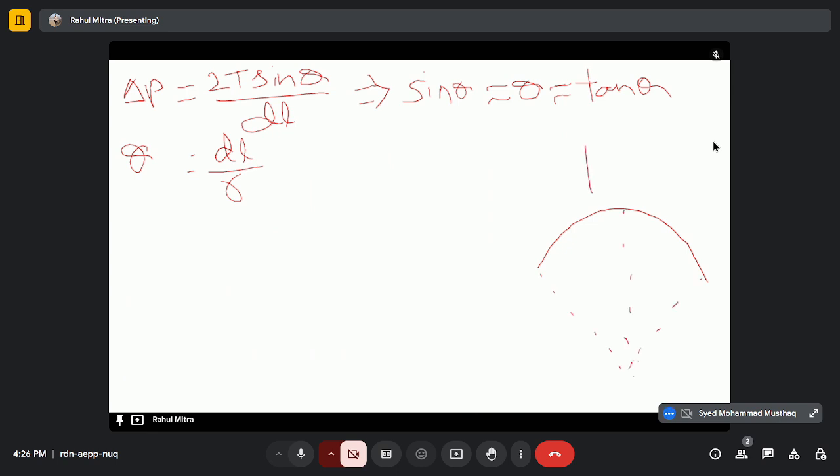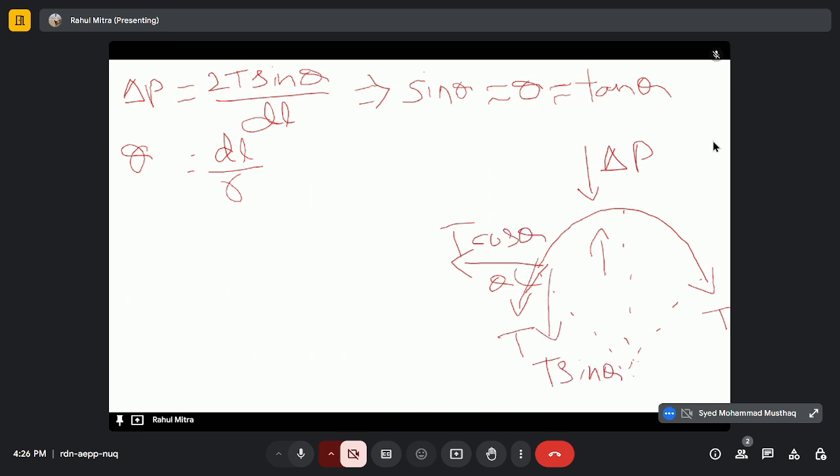So if you want to measure the excess pressure delta P, this is my T, this is my T. Here is the horizontal component, which is T cos theta, and the vertical component, T sin theta. This is my arc length. Yeah. So far so good. Or I can represent dl by 2.